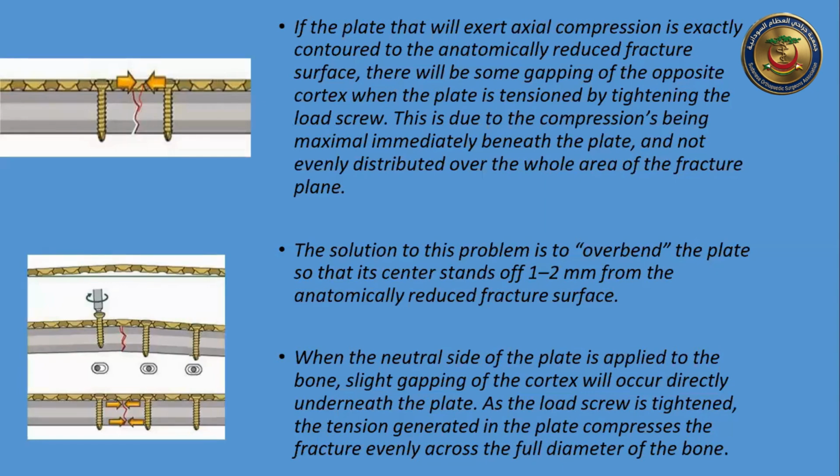At the top left, this leads to compression of the near cortex and gapping of the far cortex. It is avoided by just bending the blade over the fracture site a few millimeters. With tightening of the screw, compression and flattening of the bend lead to even distribution and even compression throughout the fracture.